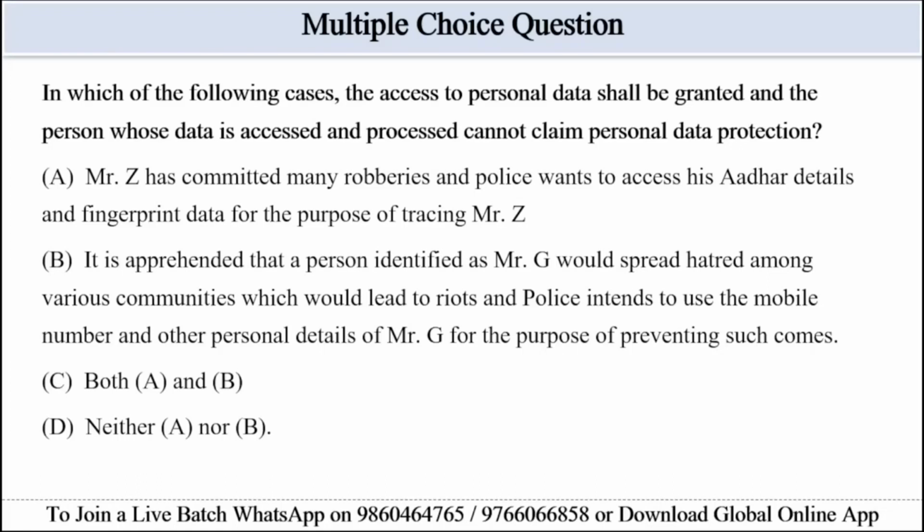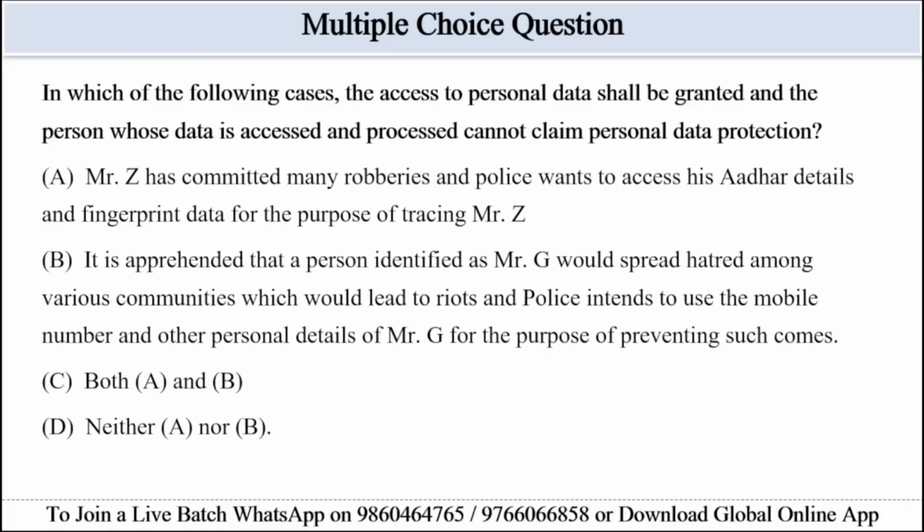Mr. Z has committed many robberies and police want to access his Aadhaar details and fingerprint data for the purpose of tracing Mr. Z. So this fits prevention, detection, investigation, or prosecution of any offense: using an identifier to trace robbery suspects falls squarely within that exemption. In case of option B, it is apprehended that a person identified as Mr. G would spread hatred among various communities, which would lead to riots, and police intend to use the mobile number and the personal details of Mr. G for the purpose of preventing such crimes.